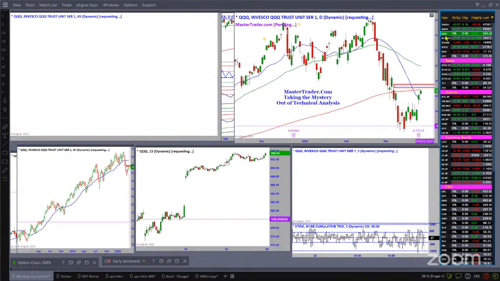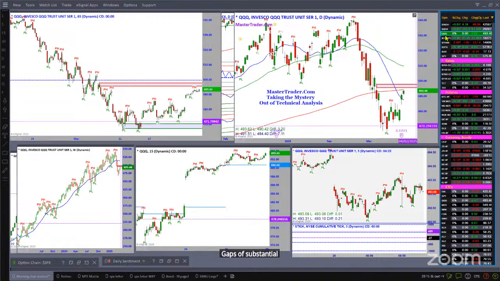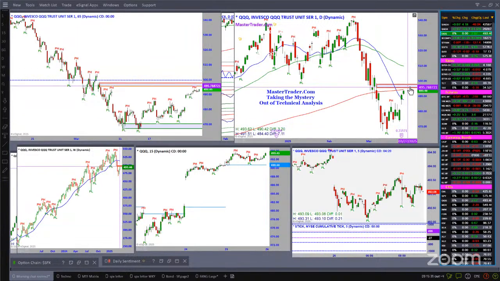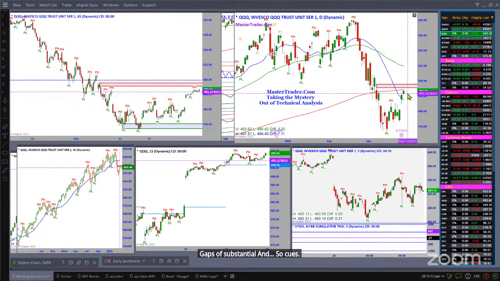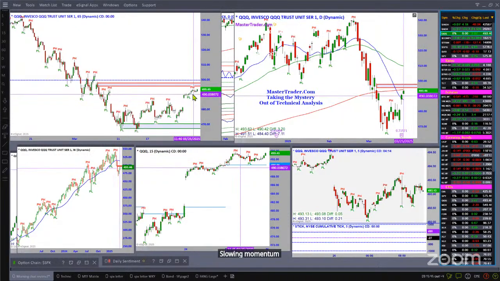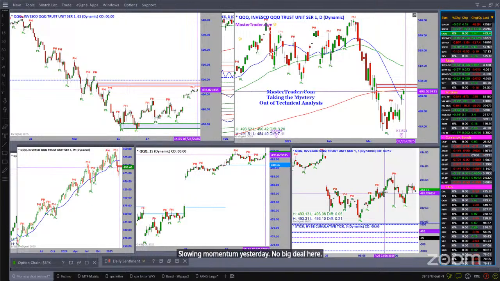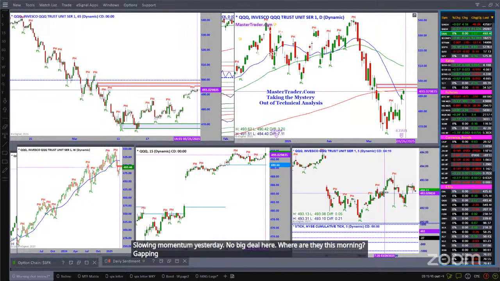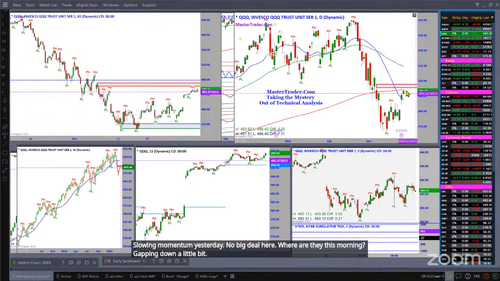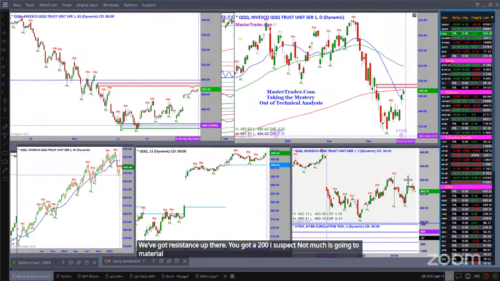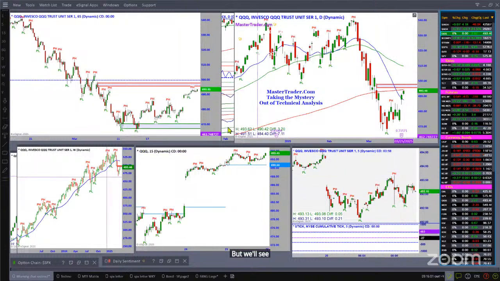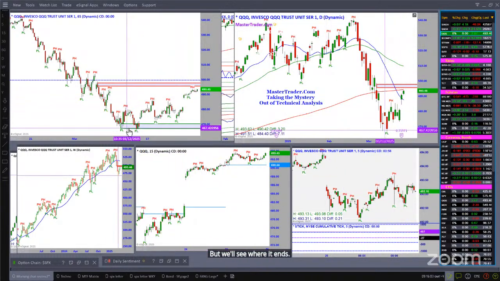Gaps of substantial. And so Qs. Slowing momentum yesterday. No big deal here. Where are they this morning? Gapping down a little bit. You got resistance up there. You got a 200. I suspect not much is going to materialize today, but we'll see where it ends. And you've got support.